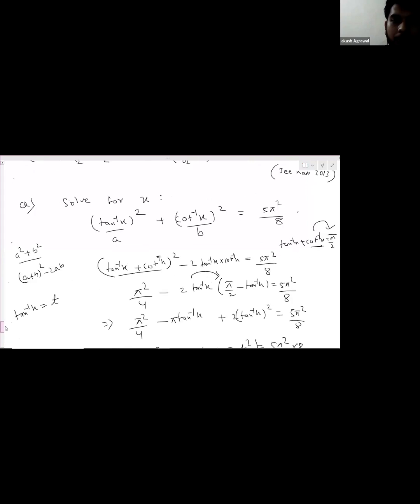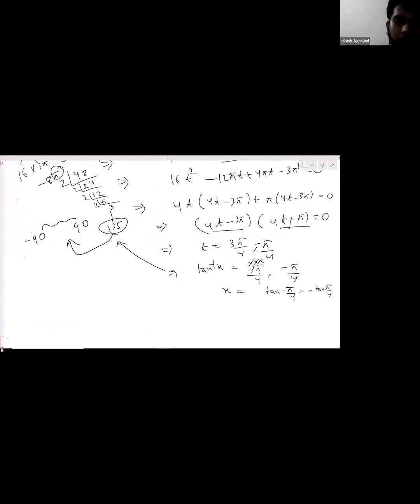3 pi by 4 is 135, 45 into 3, 135. So it is not in the range, so this value will be rejected. Minus pi by 4. So x will be tan of minus pi by 4, so minus of tan pi by 4. So minus 1. That is the answer. Is it clear now? Yes, sir.